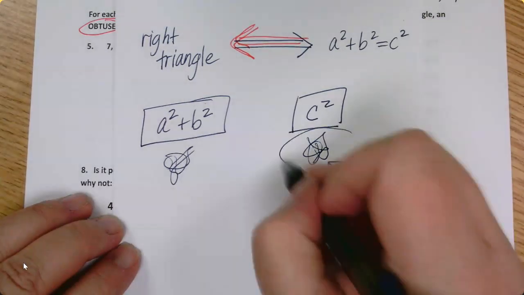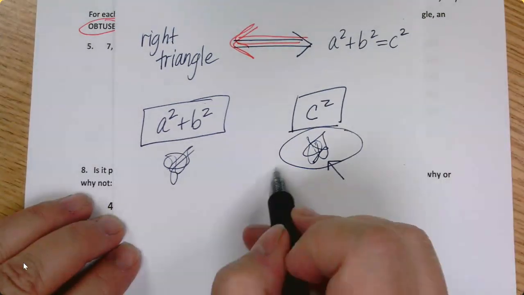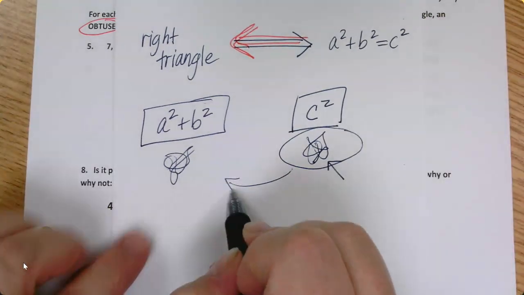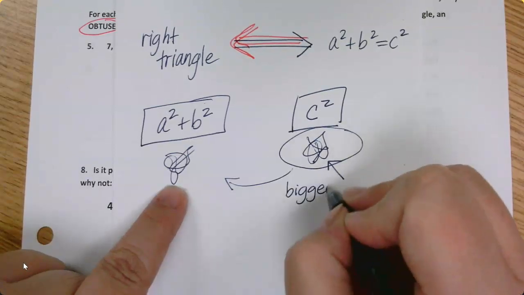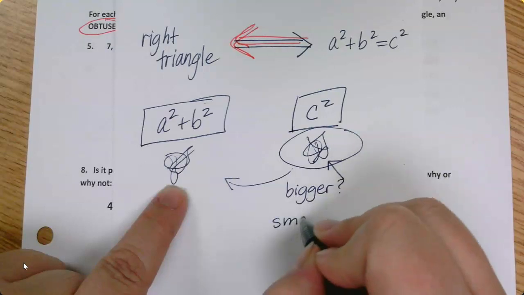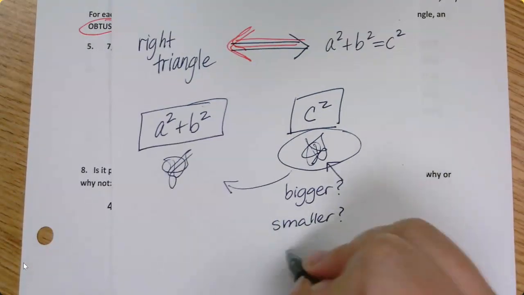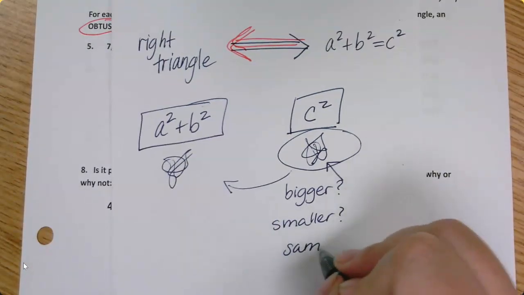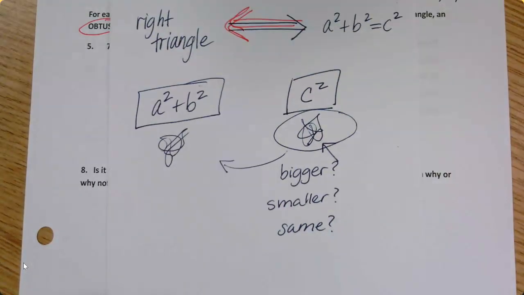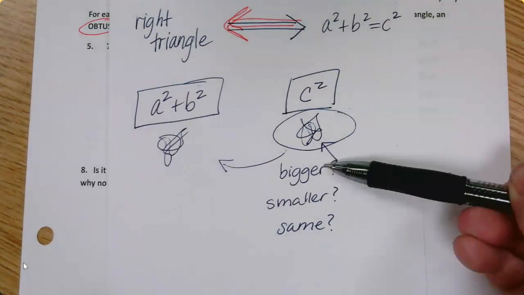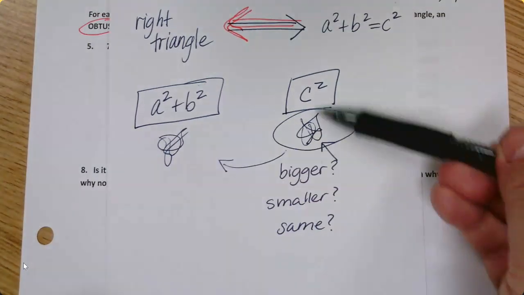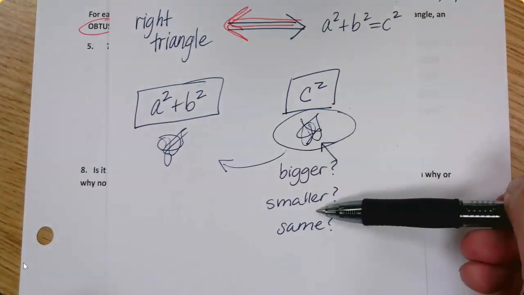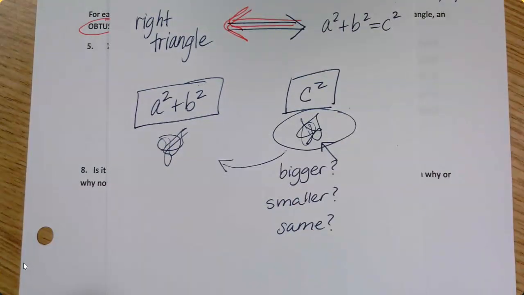I look at this number and I ask myself, compared back to that number that I set aside, is this bigger? Is it smaller? Or is it the same? Equal? Is the c squared bigger than this other number? Is the c squared smaller than this other number? So it's all based on c squared as compared to that thing that you did first and set aside.